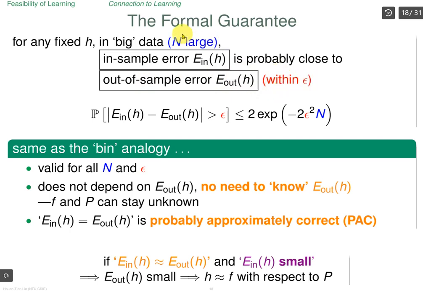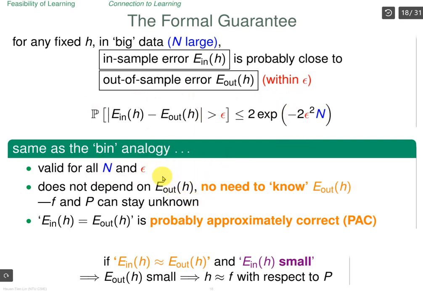So if you make a slight modification to Hoeffding's inequality by replacing mu and nu by in sample error and out of sample error, we will have the same bound. Here we're interested in the probability of in sample error being different from the out of sample error by a small number, which is upper bounded by a negative exponential. As long as n is big, the probability of this event will be small. It's similar to the bin analogy and is valid for all n and epsilon.